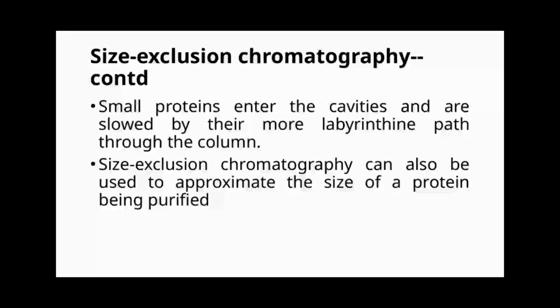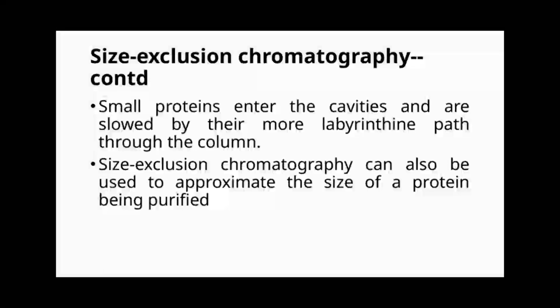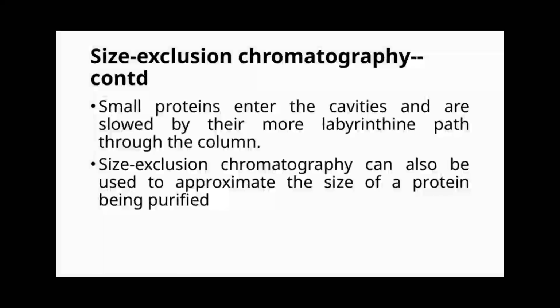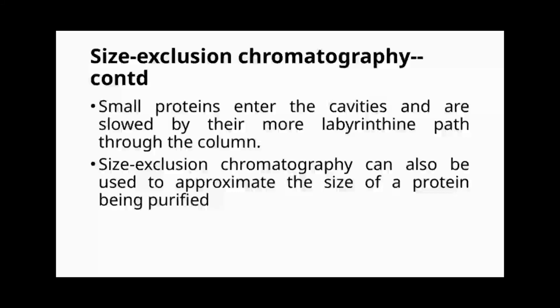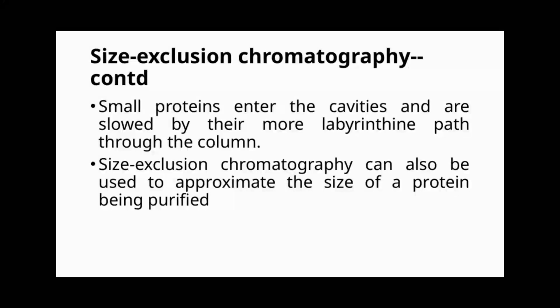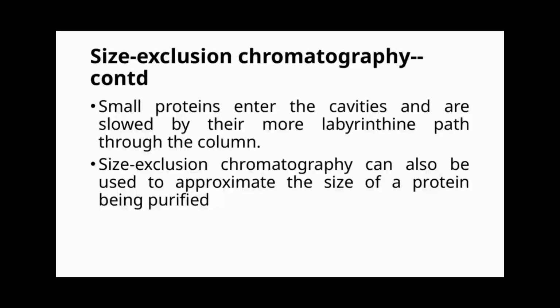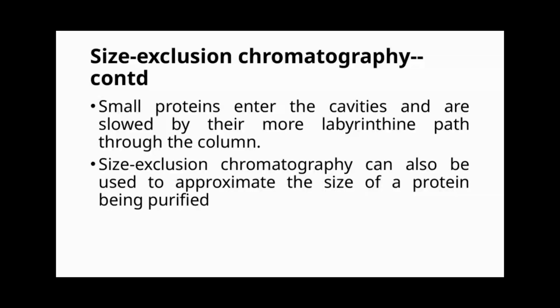This characteristic is actually useful because size exclusion chromatography can be used to estimate the size of a protein being purified. By observing how long it takes for a protein to elute, we can get an idea of its size relative to other molecules. This technique is especially helpful when we're trying to characterize or compare proteins during purification. So, in essence, size exclusion chromatography not only separates proteins based on size, but also gives us valuable information about their approximate size. This ties into our broader theme of understanding protein properties and behavior during purification processes.